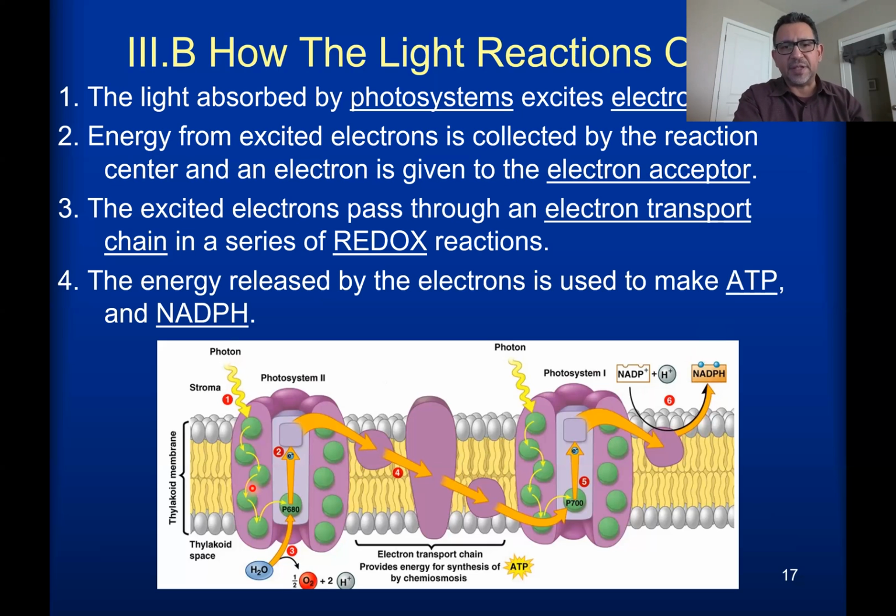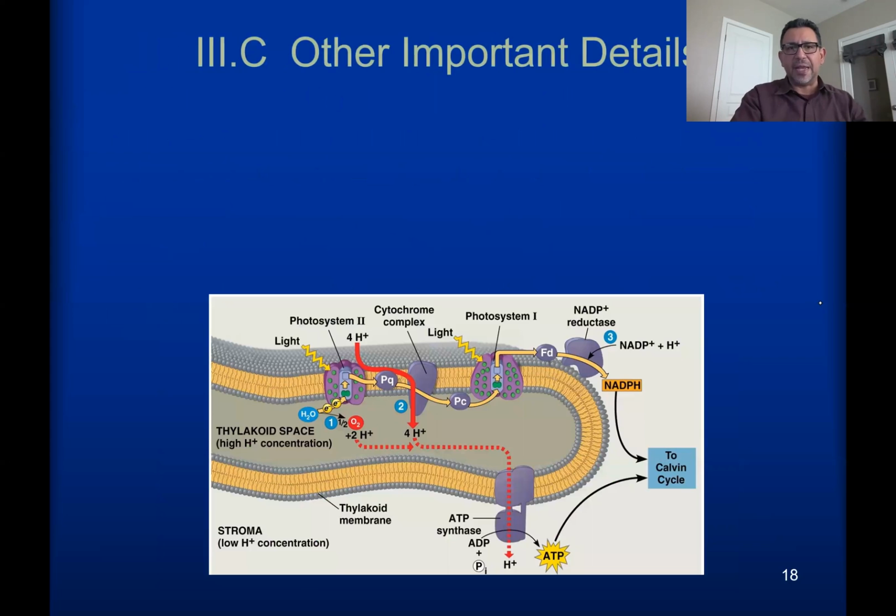Light energizes electrons. Electrons move down an electron transport chain. That free energy they are giving off is used for the making of ATP. And eventually, a pair of high energy electrons will be loaded onto NADP+, and it's going to turn into NADPH, carrying a pair of electrons to the Calvin cycle. Those are the main steps in the light reactions.